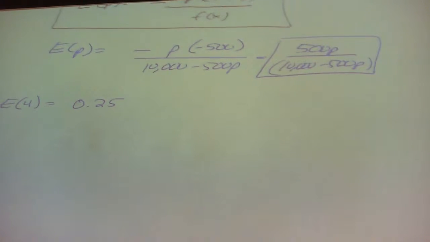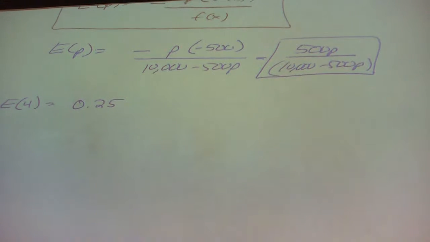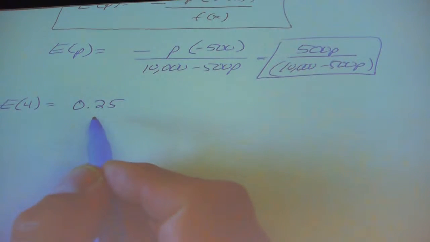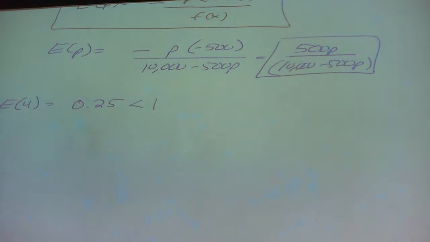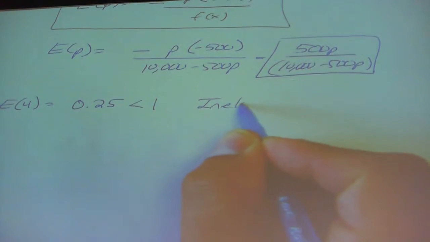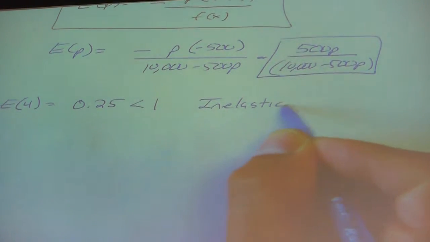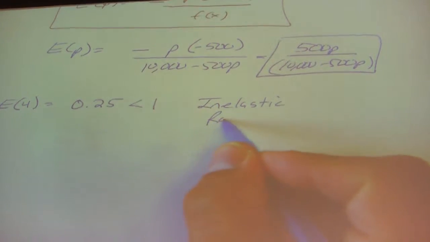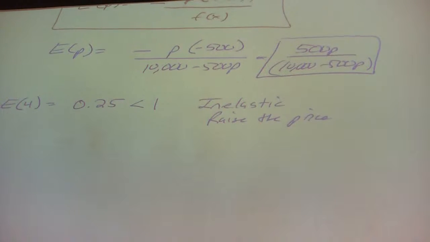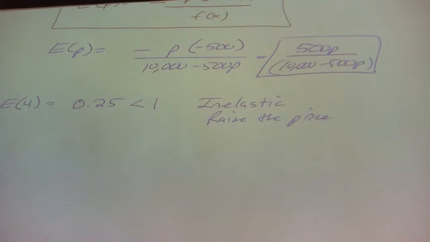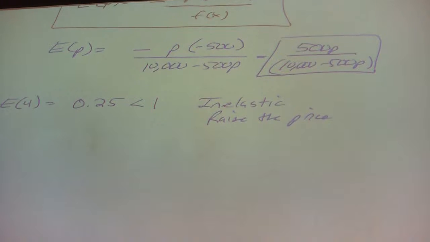Okay? So quick answer, then long answer. Quick answer, our result is 0.25. That number is less than 1. Do you remember if that's called inelastic or elastic? Inelastic. And inelastic means it's okay to raise the price. Basically, $4 is too cheap. Charging $4 is too cheap. You can raise the price and it will be okay. Now, that's the quick answer.